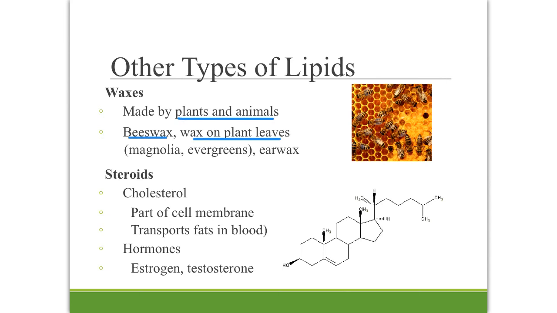And then the 4th category of lipids are steroids, which include cholesterol, which is part of the cell membrane and involved in transporting fats in the blood, as I already mentioned. And hormones. The sex hormones are lipids. They are steroids. Estrogen and testosterone are examples of steroid hormones, which depend on these lipids to be able to be produced.